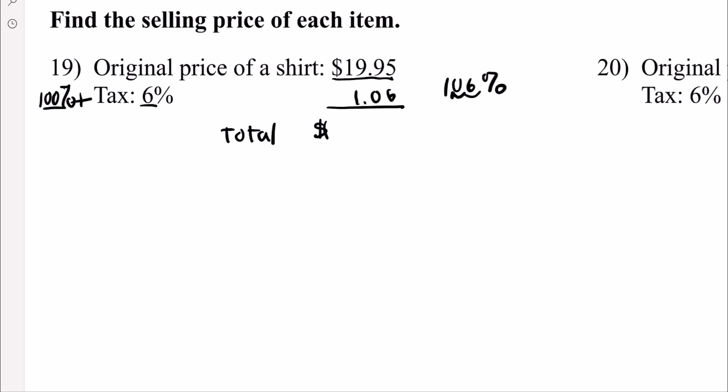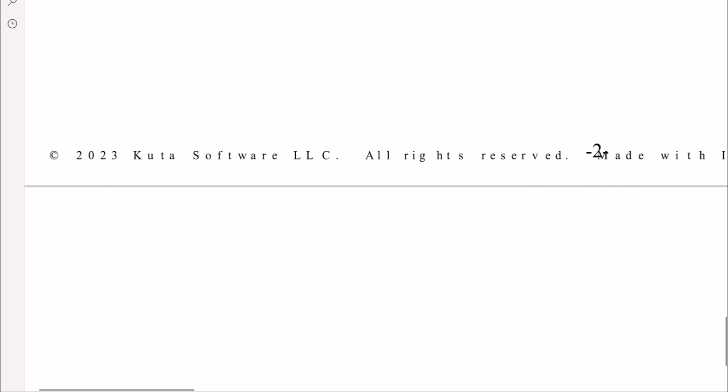So let's do that now in the calculator. Let's type in $19.95 times 1.06. And that gives us 21.147. Remember, we can only go to the hundredths place with money. So this 7 will cause that to round up to 15 cents. So this is $21.15.